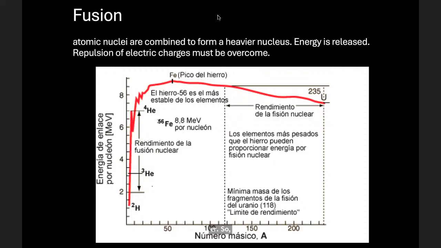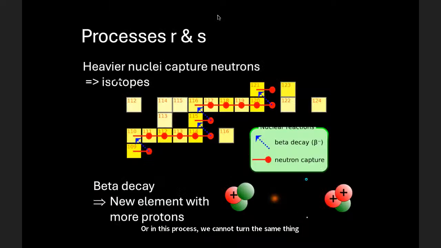Until we get iron, and then the star cannot form more material and gets to the end of its life. If the star is very, very massive, then it will explode and produce a supernova. But in this process, we cannot produce anything heavier than iron. Okay, but if the star is very heavy, we have other processes that may happen that we call process R and S. R because it's rapid, and S because it's slow.